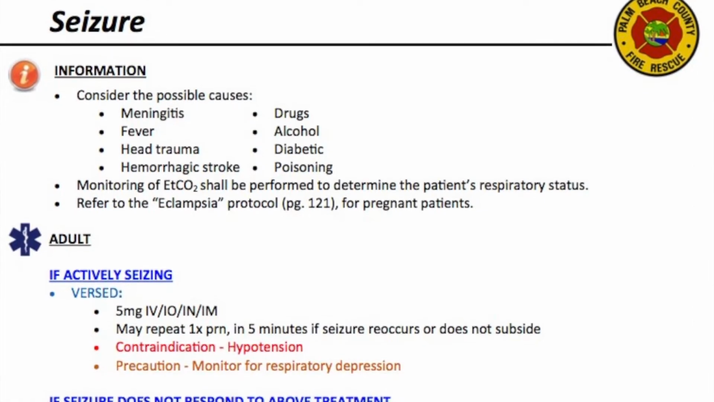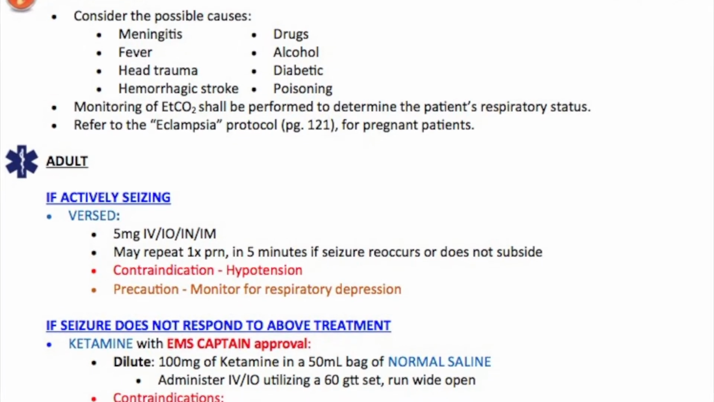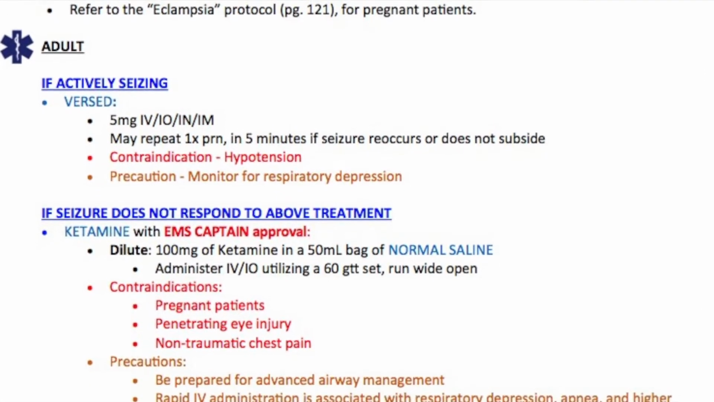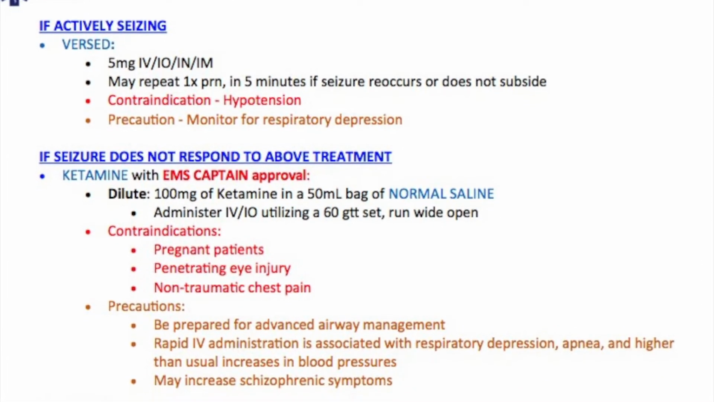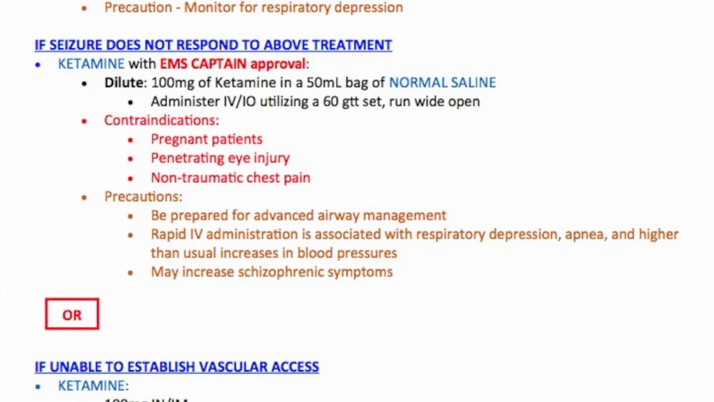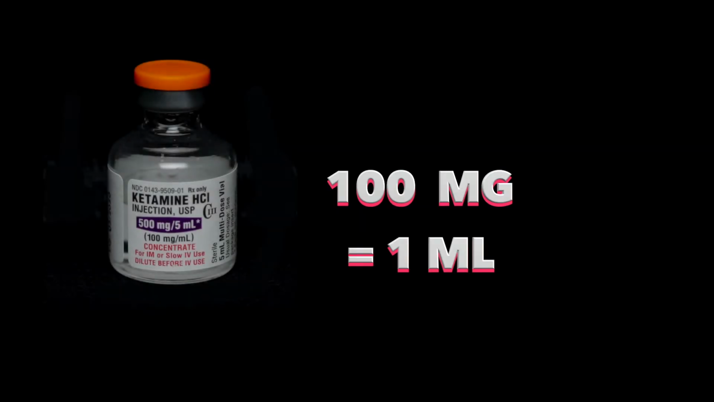Okay, so let's talk about ketamine administration for your seizure patient that is not responding to Versed. Your patient has already received 10 milligrams of Versed, and it could have been either IV, IO, IN, or IM. But let's talk about if we have a patent IV or an IO line, and you've already administered the Versed and it's not working. Well, now the protocol allows you to give 100 milligrams of ketamine, okay?